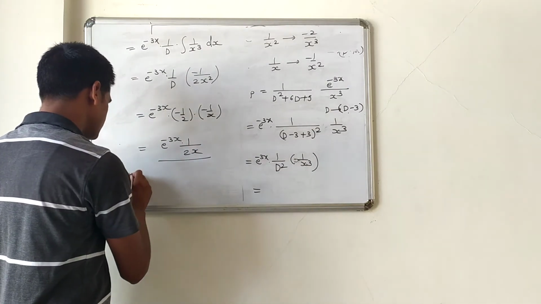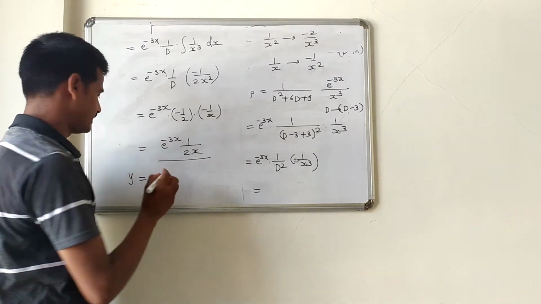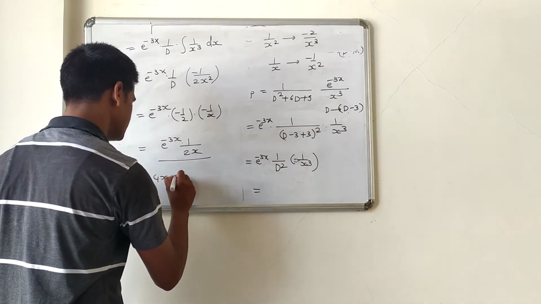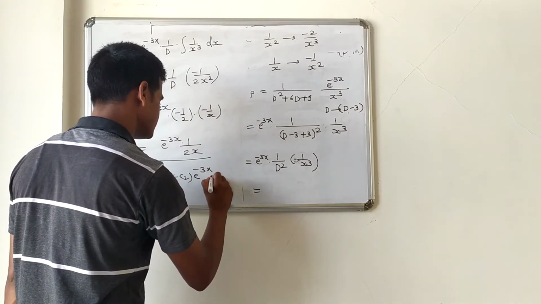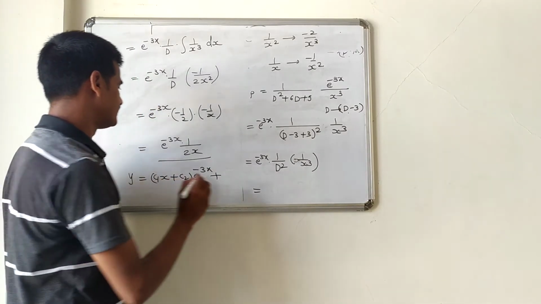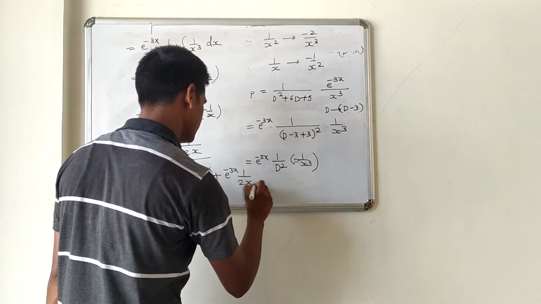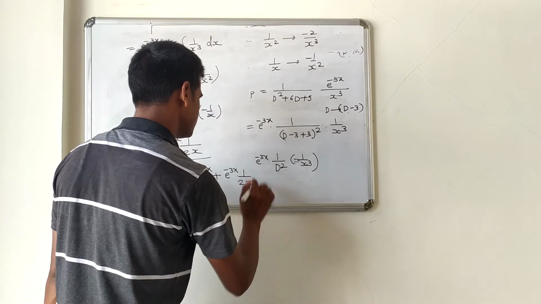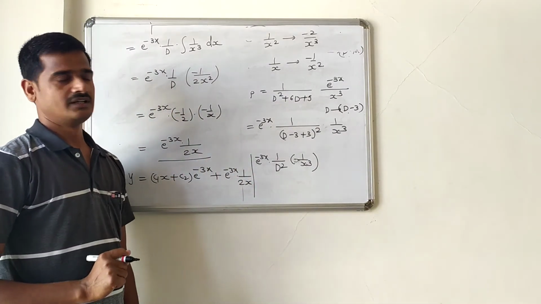So finally the complete solution is complementary function plus particular integral. So what is your complementary function? (c1 x plus c2) e to the power minus 3x, plus the particular integral, e to the power minus 3x into 1 upon 2x. So it gives the complete solution of the given differential equation.